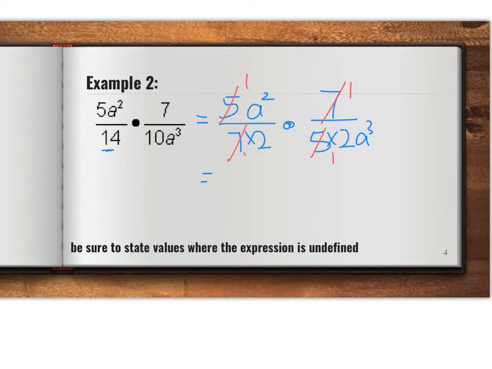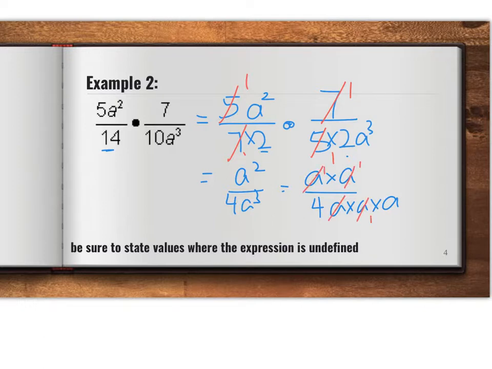So on the top then I just have a squared over, and I have a 2 and a 2, so 4a to the 3. Now I didn't look at the a's at all, but you can see that I have a times a on the top and 4a times a on the bottom. So now I can divide out common things on top and bottom again. So a divided by a is 1, a divided by a is 1, and I'm left with, going back to blue, on the top just 1, and on the bottom 4a.